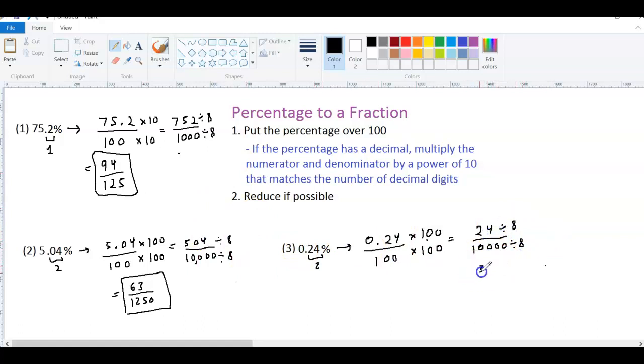24 divided by 8 is 3, and we did 10,000 divided by 8 over here, which was 1,250. Always check, can you reduce on both of these? And no, so that is it for this one as well. And that's how you do it.